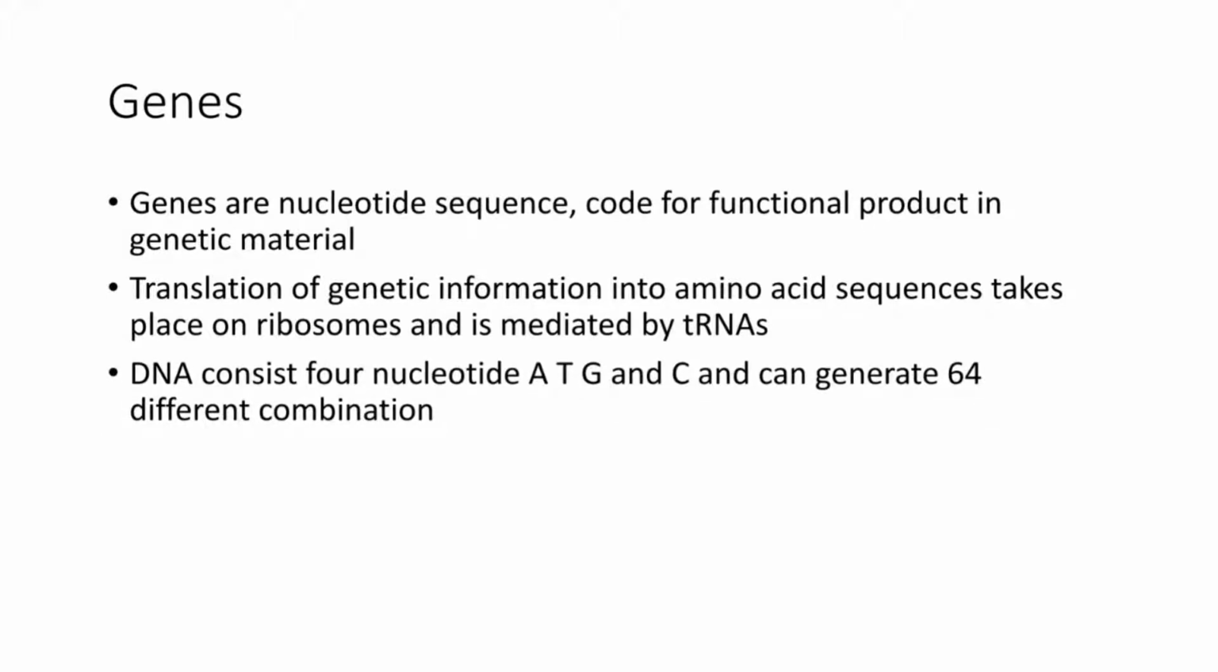DNA consists of 4 nucleotides: A, T, G and C. If a doublet code involved 2 adjacent nucleotides, it would not be adequate, as 4 nucleotides taken 2 at a time can generate only 16 different combinations, but a triplet code can generate 64 combinations. This number is sufficient to code for 20 different amino acids.